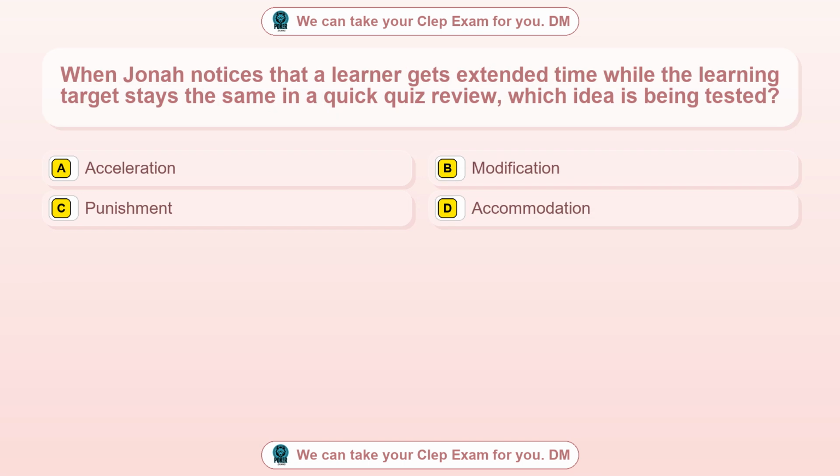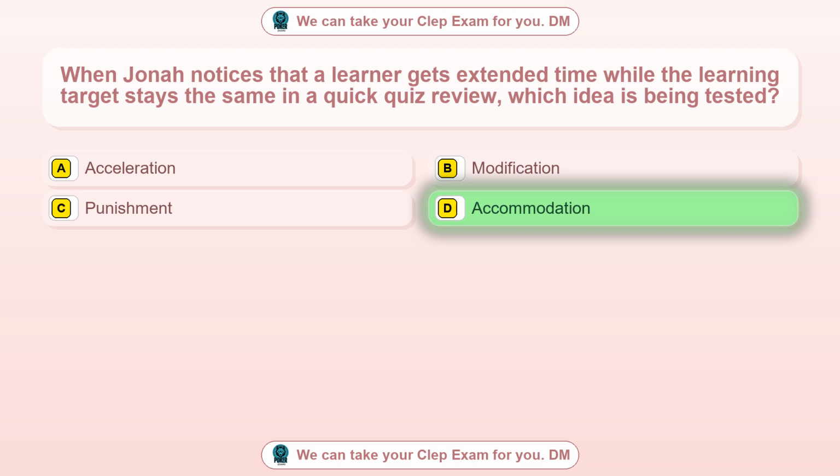Question 64. When Jonah notices that a learner gets extended time while the learning target stays the same in a quick quiz review, which idea is being tested? Option A, acceleration. Option B, modification. Option C, punishment. Option D, accommodation. The correct answer is option D.